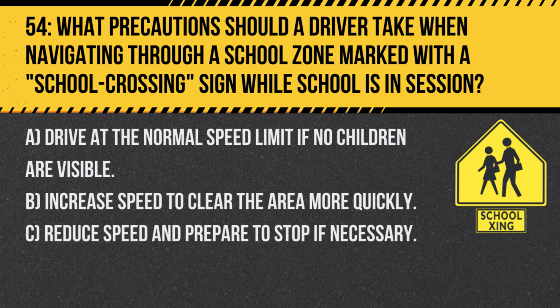Question 54. What precautions should a driver take when navigating through a school zone marked with a school crossing sign while school is in session? A. Drive at the normal speed limit if no children are visible. B. Increase speed to clear the area more quickly. C. Reduce speed and prepare to stop if necessary. Answer C. Reduce speed and prepare to stop if necessary. This approach prioritizes the safety of children in school zones.